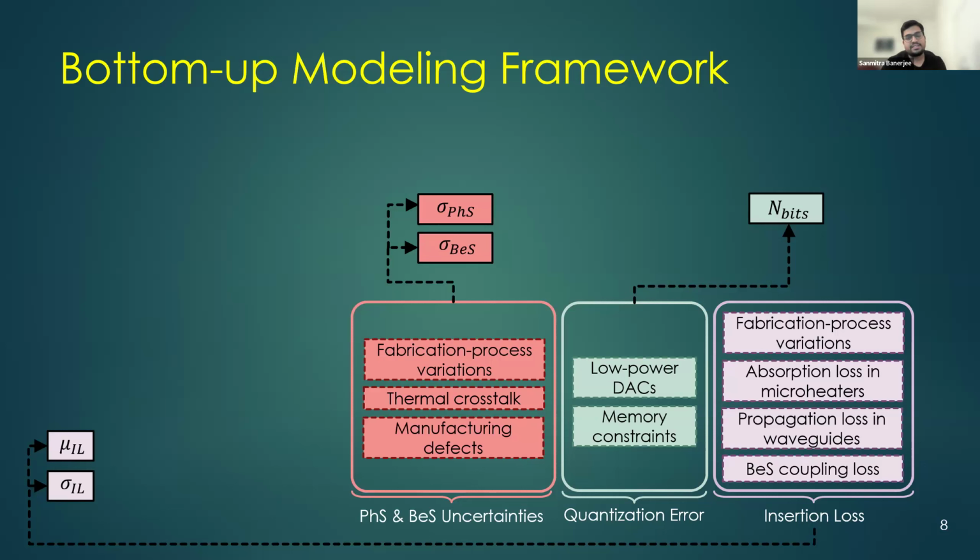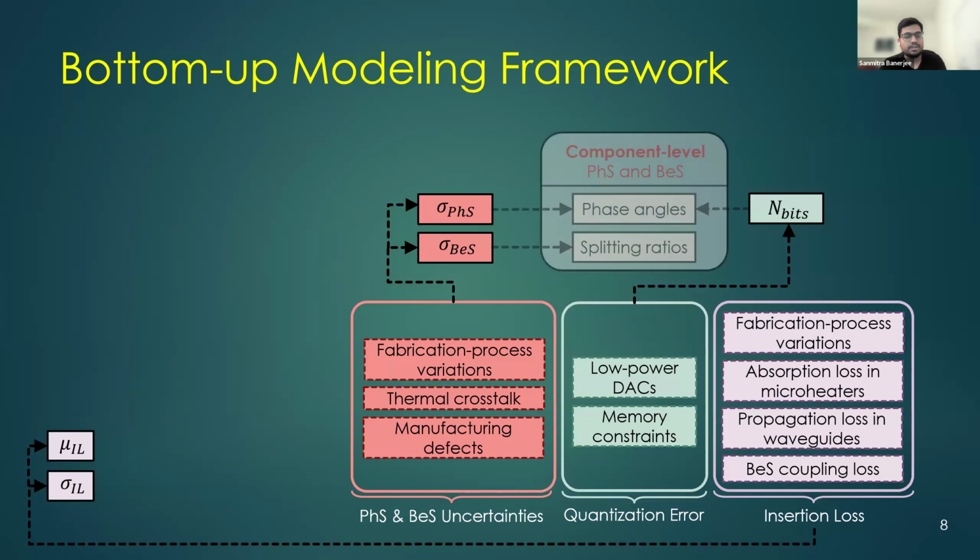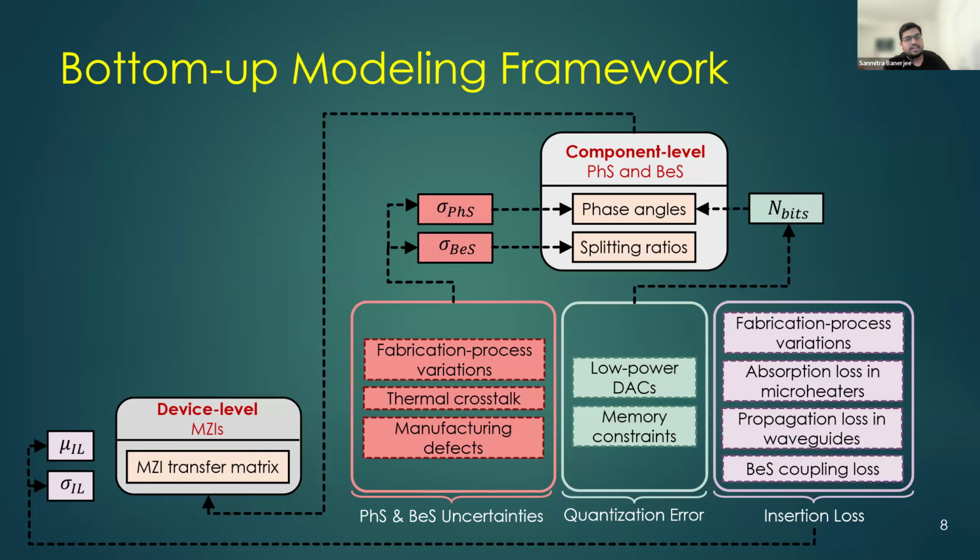Once we have the parameters defined, we should start from the bottommost level, which is the component level. So at each individual phase shifter and beam splitter level, how do these parameters affect our phase angles? How do they affect the splitting ratios of the beam splitters? In turn, how do they affect the MCI transfer matrix at the device level? So imperfect phase shifters and beam splitters will lead to imperfect MCIs. And here we'll also include the effects of the insertion loss parameters that we had.